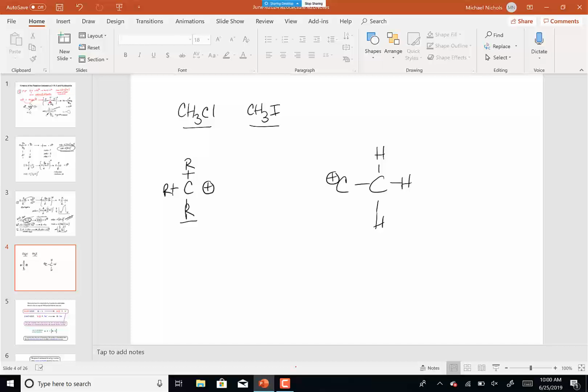But if I add an alkyl group, I'm going to push electron density in. How? Carbon and hydrogen are very similar in electronegativities, but they're not exactly the same. Carbon is more electronegative than hydrogen. Carbon has an electronegativity of 2.4, hydrogen 2.1. How do I know that? I've been doing this a long time, so those numbers are seared into my head. So carbon is more electronegative than hydrogen.